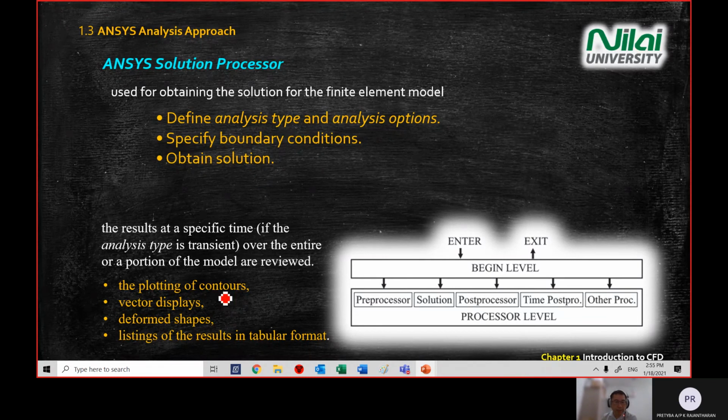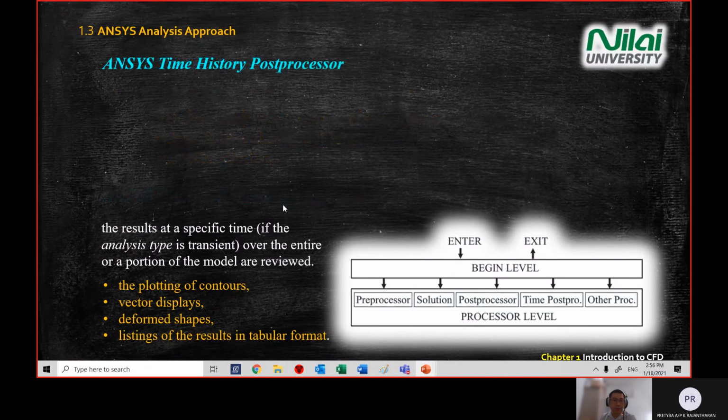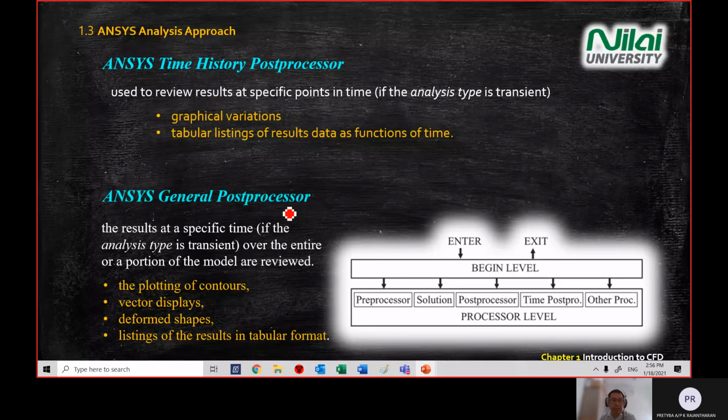Results usually will show, for example, the contour by color inside the simulation results. Vector display, you can change into arrow form and so on. You can even show the deformed shape after a certain loading. In fluid analysis, you can simulate waves moving from the shore away from the shore. You can also simulate that using the finite volume method, and also you can export the result in Excel form or tabulated format. Okay, so time history, this one.